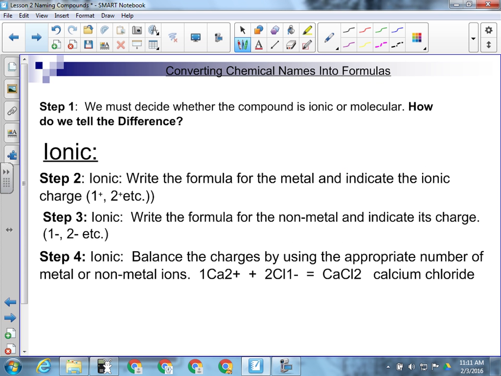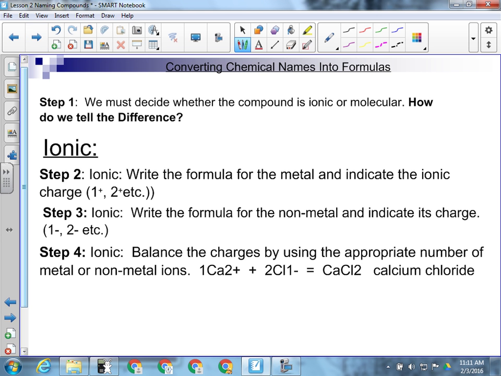Now, next step, taking the name, going to the formula. Okay? This is where you do that drop and swap thing from last year. You only do that for what kind of compounds? Ionic. Okay? Molecular compounds, writing the formulas are really easy because you just look at the prefixes and write the appropriate numbers. Okay? So they're pretty straightforward.